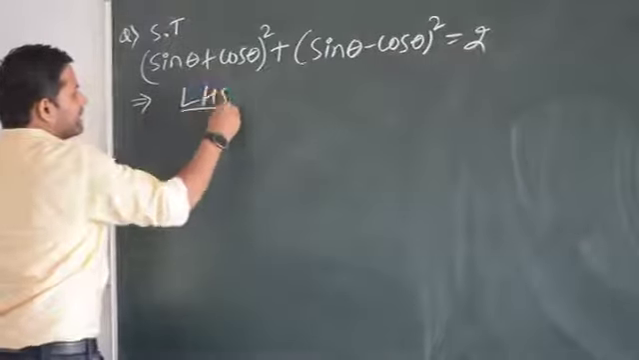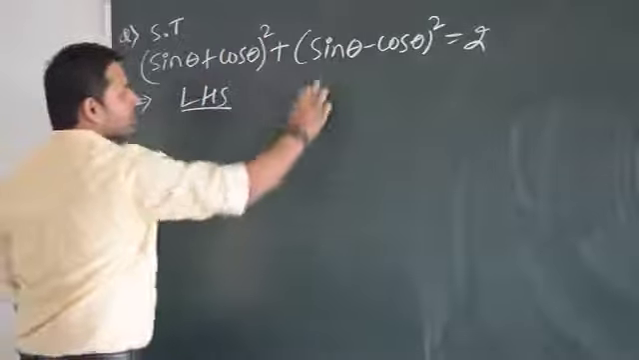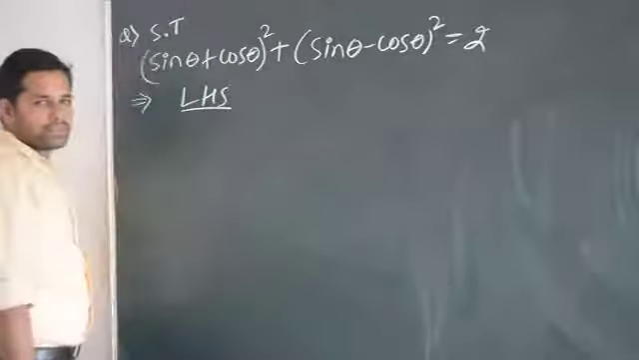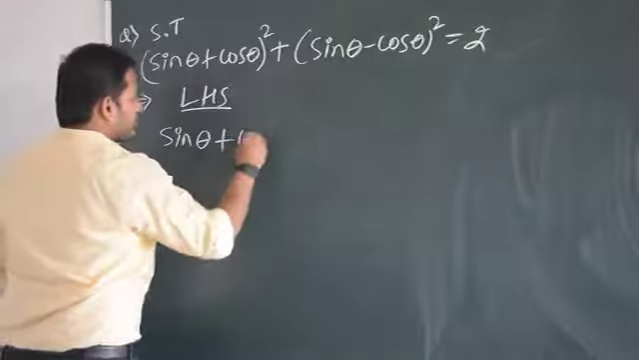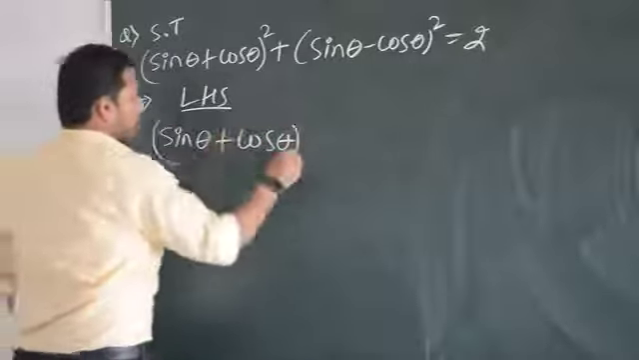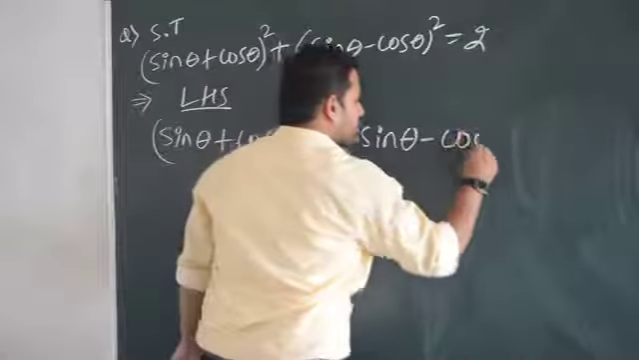By seeing this, you will immediately understand this is expansion. A plus b whole square, then a minus b whole square. This is the expansion, right? So you have to take it as LHS. What is LHS? Sin theta plus cos theta whole square plus sin theta minus cos theta whole square.